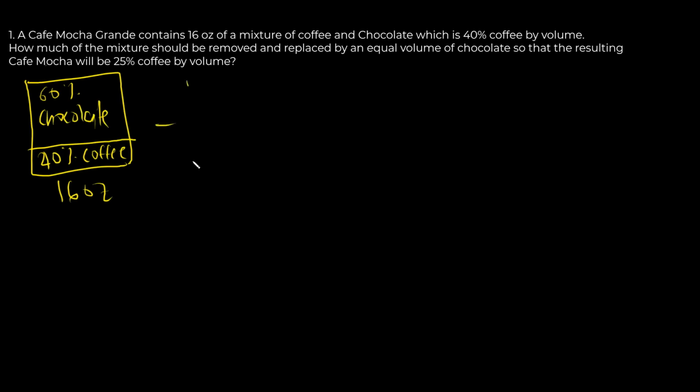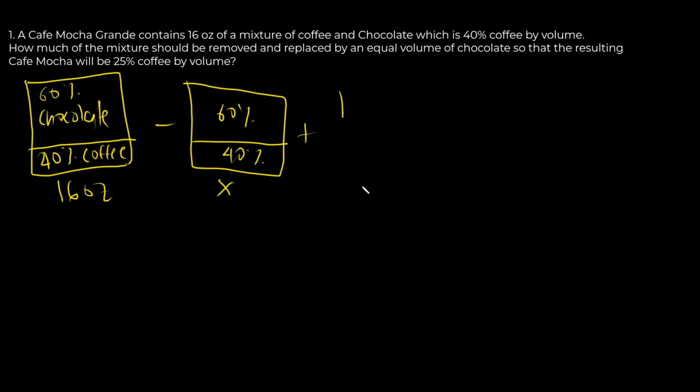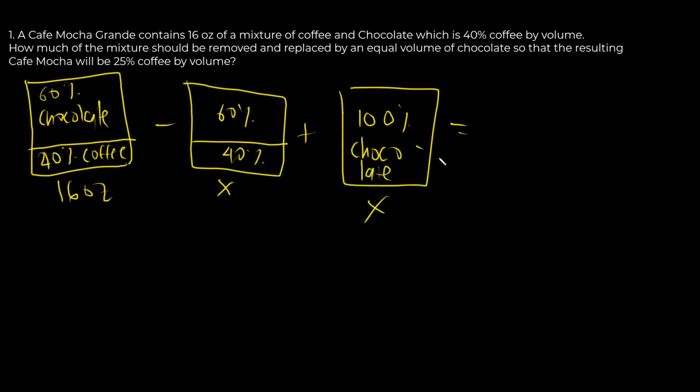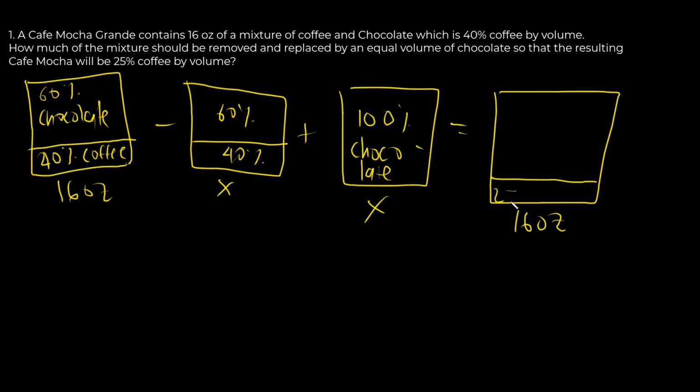Then kanina mixture is minusan daw siya og certain amount, then pulihan siya og equal amount of chocolate. So purely chocolate imong i-add after. So that is 100% chocolate. Para ang resulta na mixture is still 16 ounces, pero this time dapat 25% na lang daw ang coffee. So therefore 75% ang imuhang chocolate.